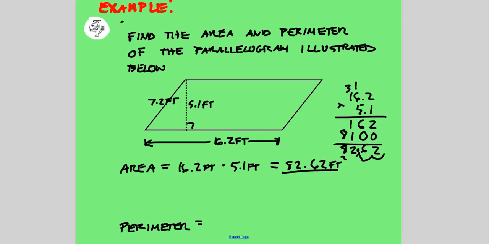The perimeter now is, the height is not part of the perimeter. It's the distance around the parallelogram. If you look at it, I have two bases here, 2 times 16.2 feet, plus 2 times 7.2 feet.